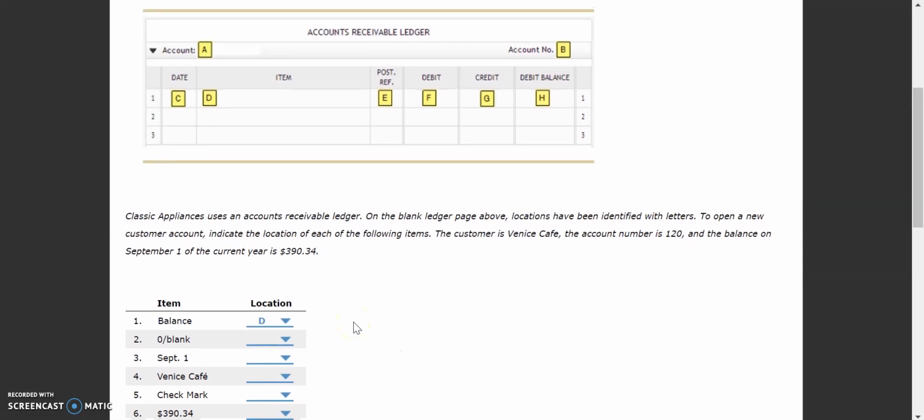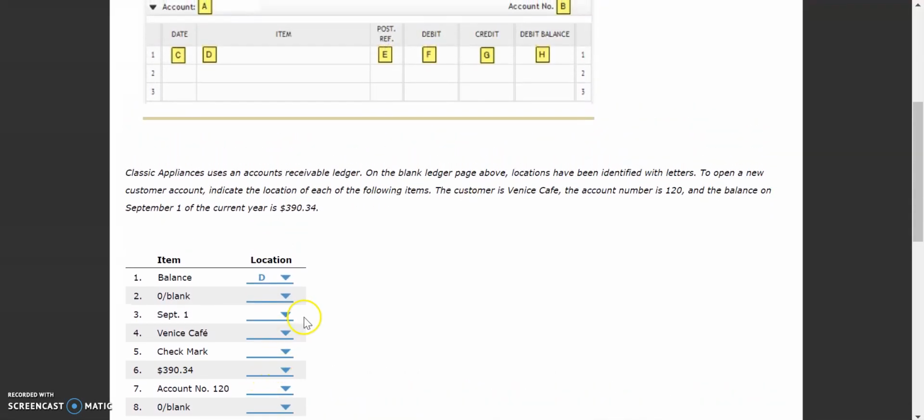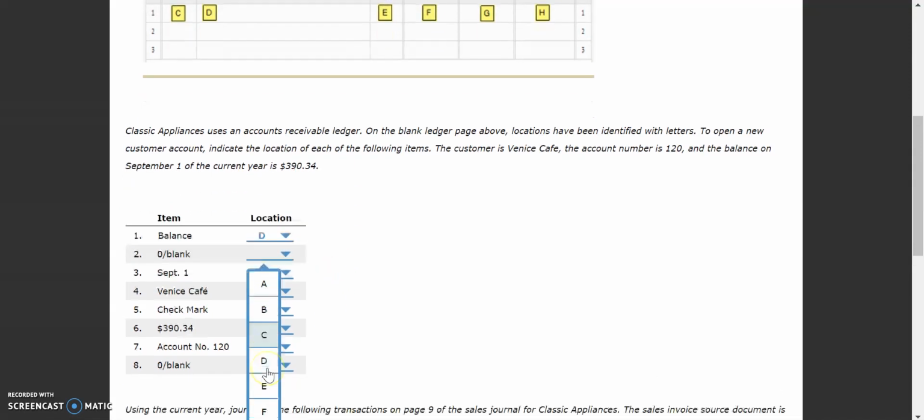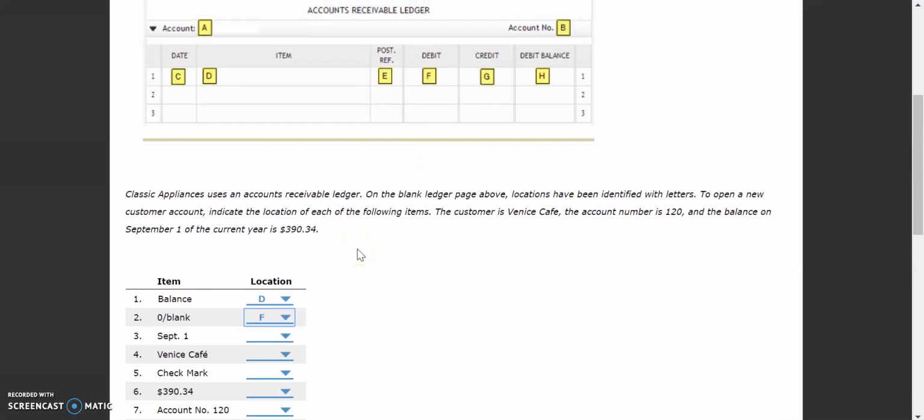And then we would end up putting 0 or leaving it blank in which of these spots? Well, honestly, it's going to go in 2 places. It's going to be in F and G. So since F is the first one, we're going to put F in here because remember, since this is the balance, there isn't going to be a debit or a credit part of the transaction. September 1st will obviously go in the date, so that would be C.